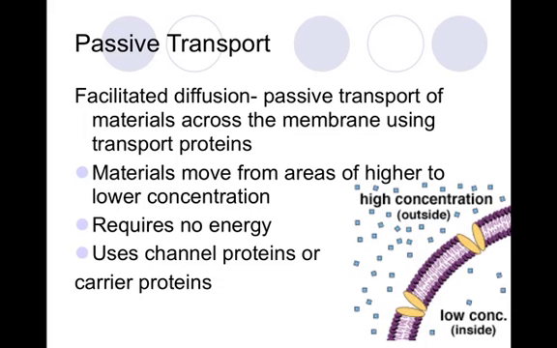So how do these things move? By diffusion, we talked about. And facilitated diffusion is the passive transport of materials over the membrane using transport proteins. They move from areas of high concentration to low concentration. It requires no energy, but it uses the channel proteins or carrier proteins.